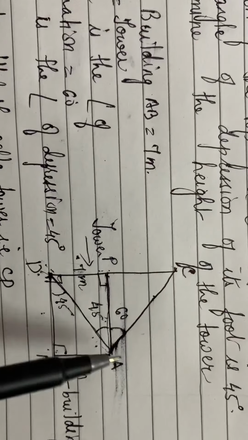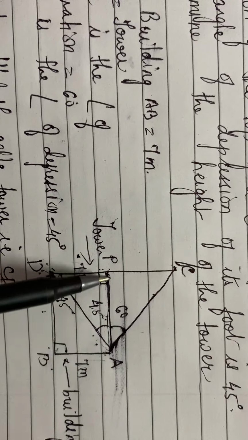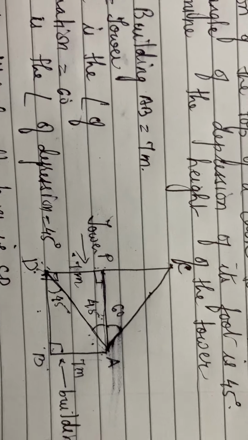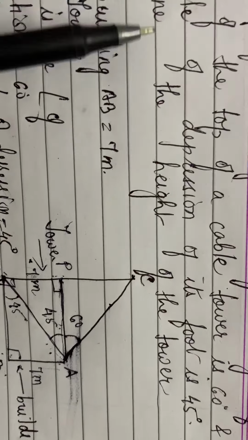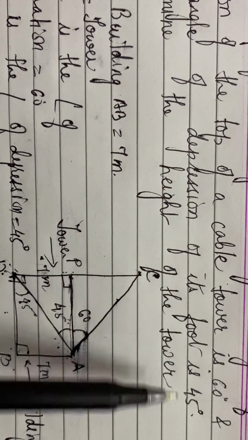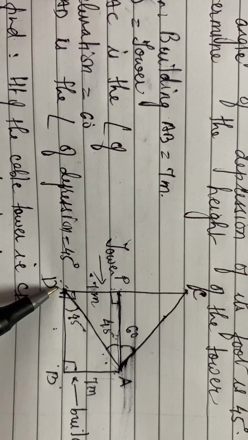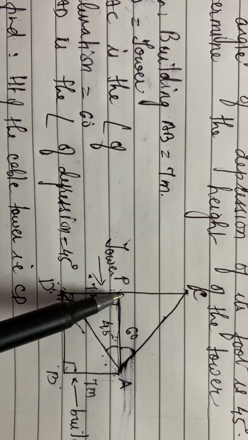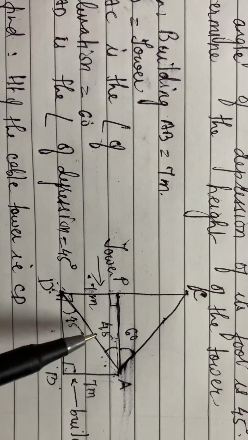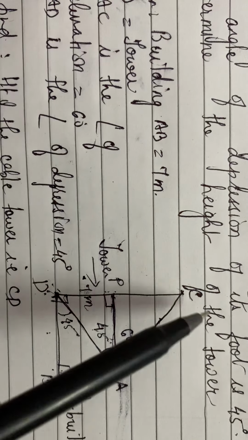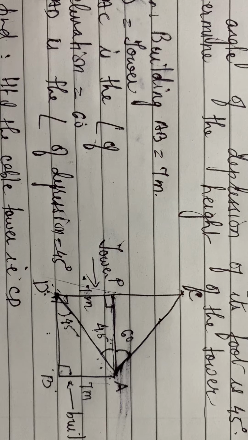From this top to the top of the cable tower, the angle of elevation is 60 degree. So for that purpose, you have to drop a perpendicular first. You have to get the horizontal line so that you get the angle of elevation PAC as 60 degree. Then the angle of depression of its foot is 45 degree. If this is the top of the tower, then D is the foot of the tower. So the angle of depression will be PAD, which is of 45 degree. You have to find out the height of the tower.